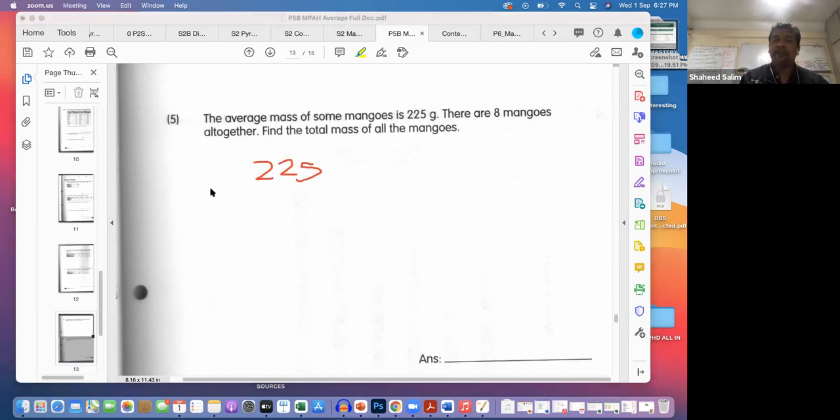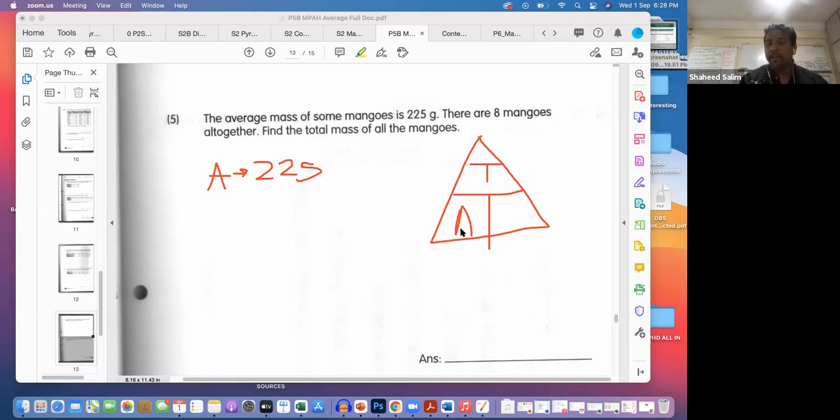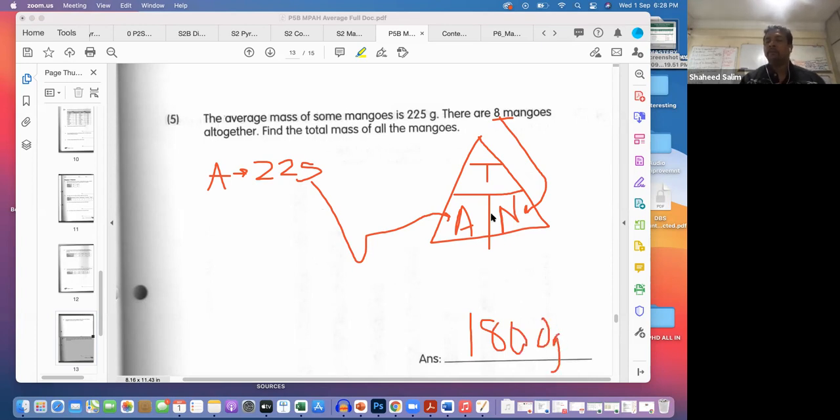Down here now, this is the average weight they give you. So Shakil, you can also write it down like that. You put T, you put A. What is A? 225 down here. And then 8 mangoes, number is 8. What you don't have is the total. How to find? Average times number. 225 times 8. You get the answer 1800 gram. Okay, you must know how to use this triangle. So I'm going to test Shakil now. Shakil.